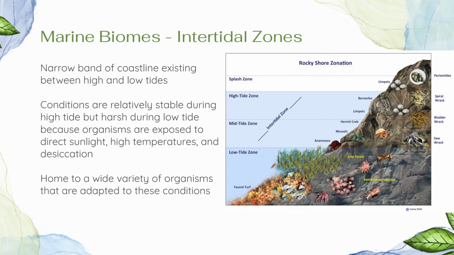The intertidal zone is the narrow band of coastline that exists between high and low tides. The conditions here are harsh because during low tide, the organisms are exposed to direct sunlight, high temperatures, and desiccation, which means drying out. However, this biome is home to a wide variety of organisms that are adapted to these conditions.